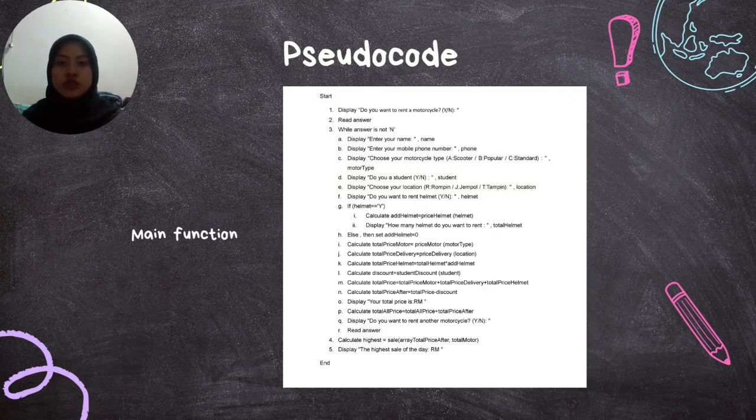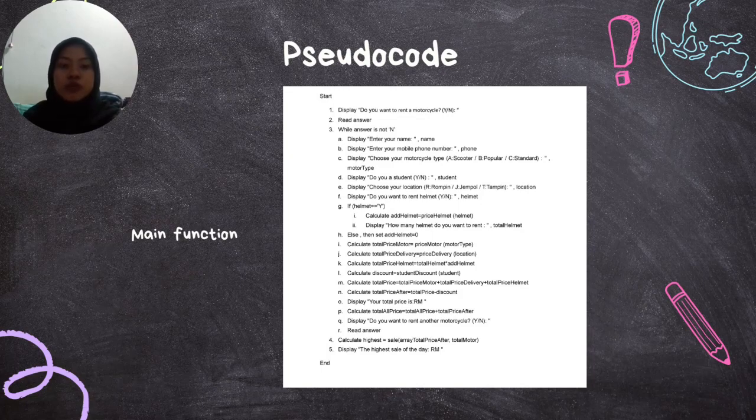Next, we go to pseudocode. We start with the main function of pseudocode. Firstly, we will ask the user if they want to rent a motorcycle or not. If the answer is Y, basically this is where we get all the user's input. So we require 6 inputs from the user. All the inputs are for calculating the total price.